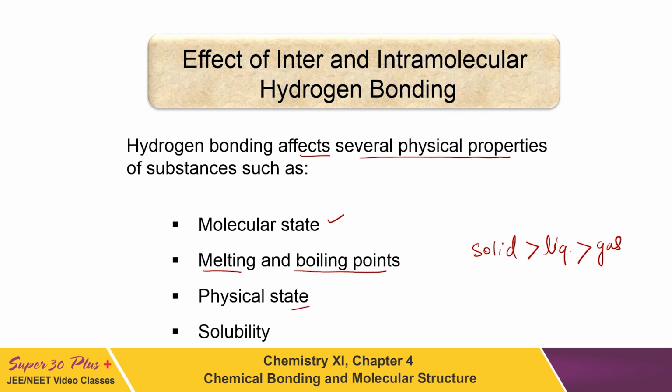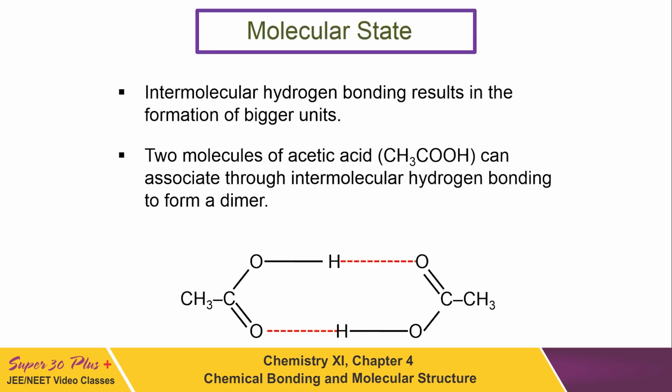Because of H bond, force of attraction increases. This increased force of attraction causes change in physical state and also solubility. More often, those compounds which form H bond with the solvent are easily soluble, like ammonia is very much soluble in water. Why? Because ammonia can form H bond with the water. So those substances which can form H bond with the water are more soluble in water.